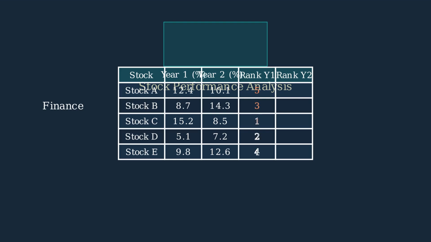We can rank stocks based on their returns. Here are the rankings for year 1, and here are the rankings for year 2. We can then calculate the rank correlation to see if performance is consistent over time. A Spearman rank correlation of -0.4 indicates a moderate negative correlation, suggesting stocks that performed well in year 1 tended to perform worse in year 2.